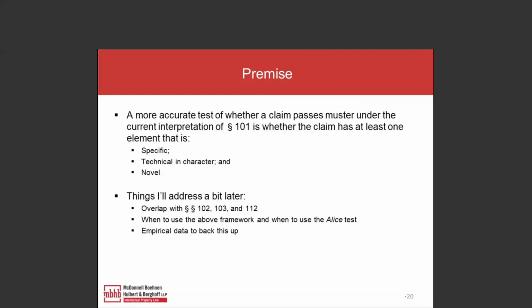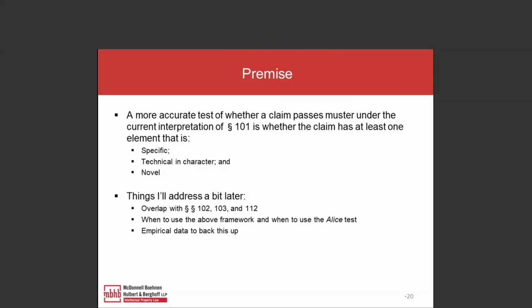And in fact, you might argue that those things, like specificity, that's really the domain of Section 112 of the patent statute that covers written description and enablement. And novelty could be handled under Section 102 of the patent statute, which is about novelty, or maybe under 103, which is about non-obviousness. Yes, there is an overlap between Sections 101, 102, 103, and 112. I'm not the first one to notice this. That overlap has existed at least since Mayo, if not before. It's just become more and more prevalent.